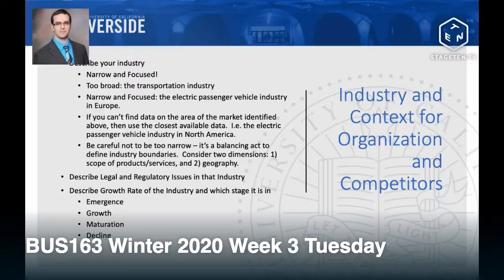The next thing is you have to be able to describe the growth rate of the industry and which stage it's in. There are 4 stages: emergence, growth, maturation, and then decline. You're going to have to look at your particular industry and determine which it is. If it's a new industry like the moon example, that would be in the emergence phase.